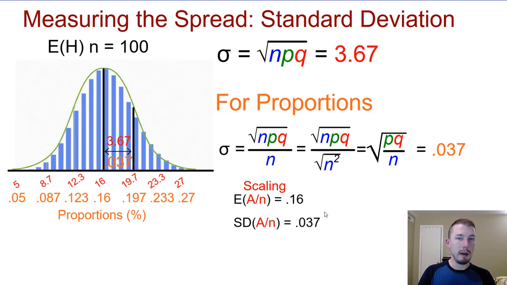All right, so measuring the spread for the standard deviation, and for proportions, like we said here, same thing with scaling. All we're doing is dividing by n, which in this case, instead of expecting 16, we divided by 100, which gave us 0.16. And for the standard deviation, also gets divided by 100. So instead of 3.67, it's going to be 0.0366, which actually repeats, but you get the idea.